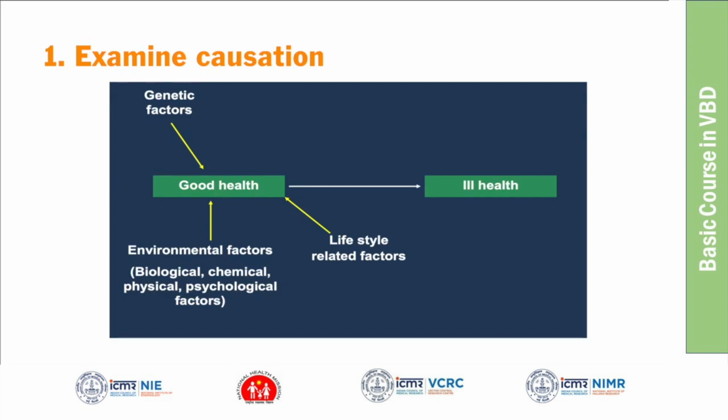It could include various other things that we cannot fix. For example, genetic factors. It can include things that have to be taken care of at the global level. For example, environmental factors. It could be related to the behavior of the individual in terms of lifestyle risk factors. It could be anything that makes a good health person ill. So examining causation is the focus or central theme of epidemiology.